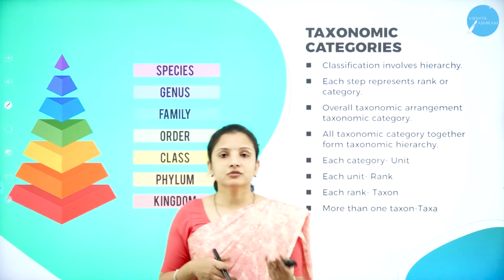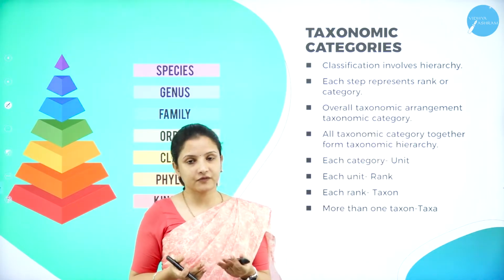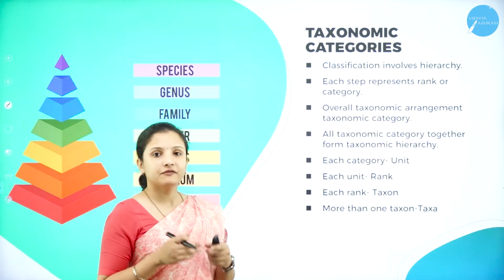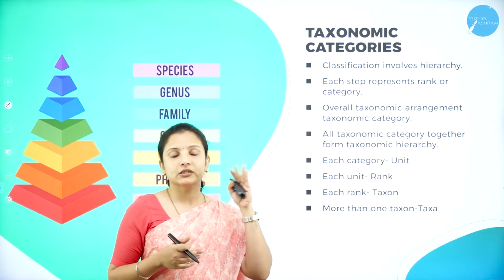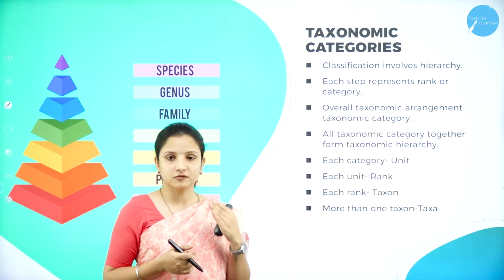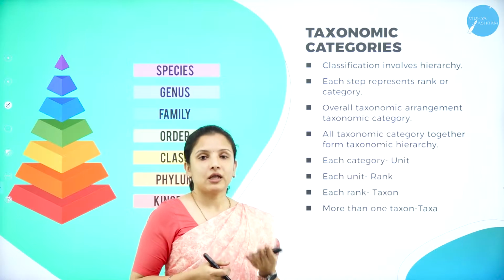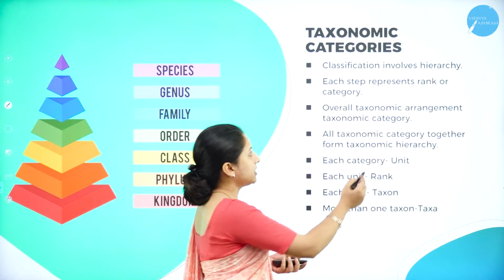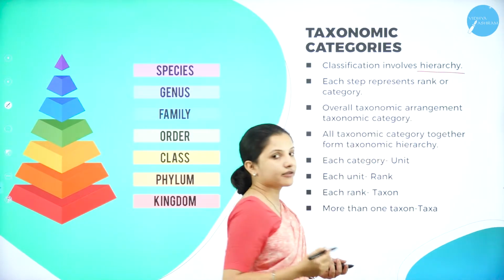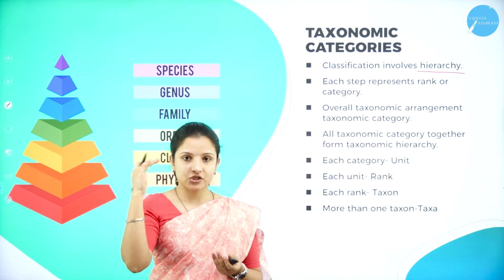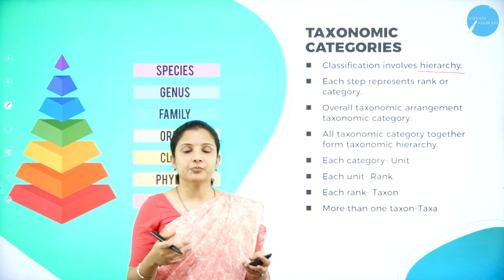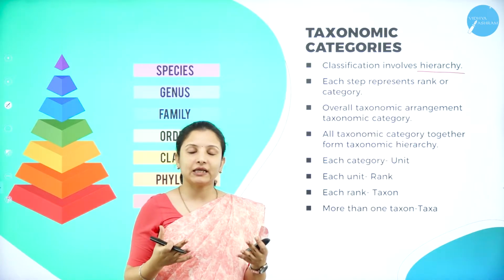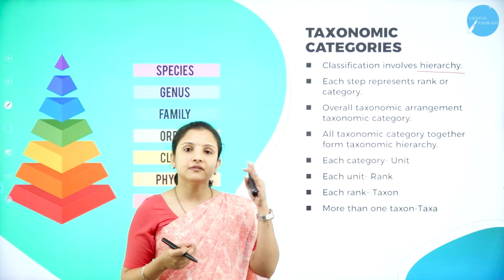So far we have discussed how classification should be done and for what reason. But what are the different types of categories and hierarchy that are followed in classifying or naming an organism? We shall see. Classification actually involves hierarchy. Hierarchy means different positions. Say, for example, in a company you have a hierarchy, or, for easy understanding, I'll take the example of a school. In a school you have different hierarchy.